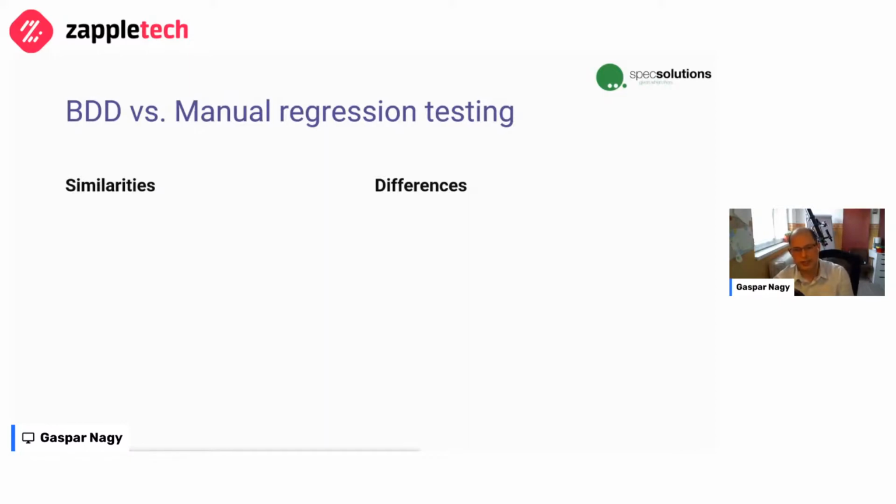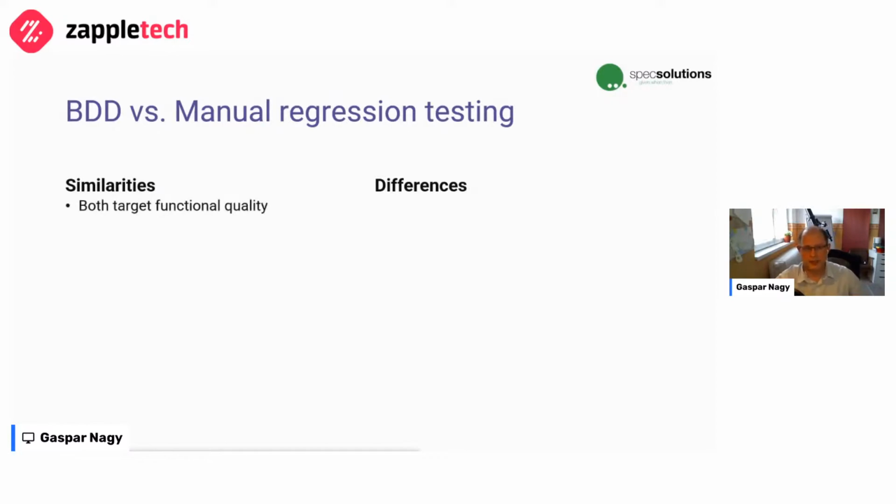And I would like to first highlight what are the problems with this kind of approach. To be able to understand the problem, let's just quickly compare the BDD scenarios versus the manual regression test, or BDD versus manual regression testing. Obviously, there are similarities, but also there are key differences as well that make this typical translation of manual test cases to scenarios almost impossible.